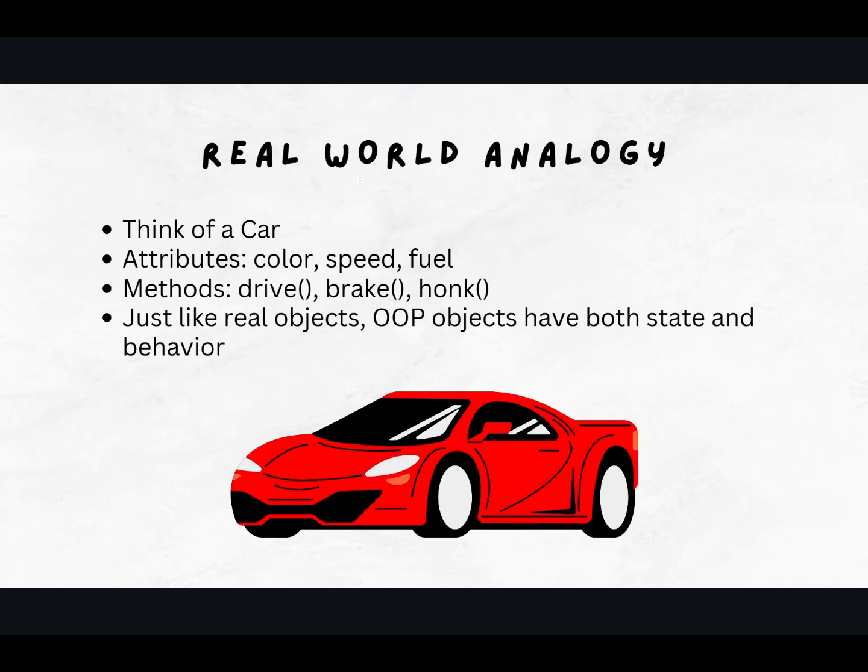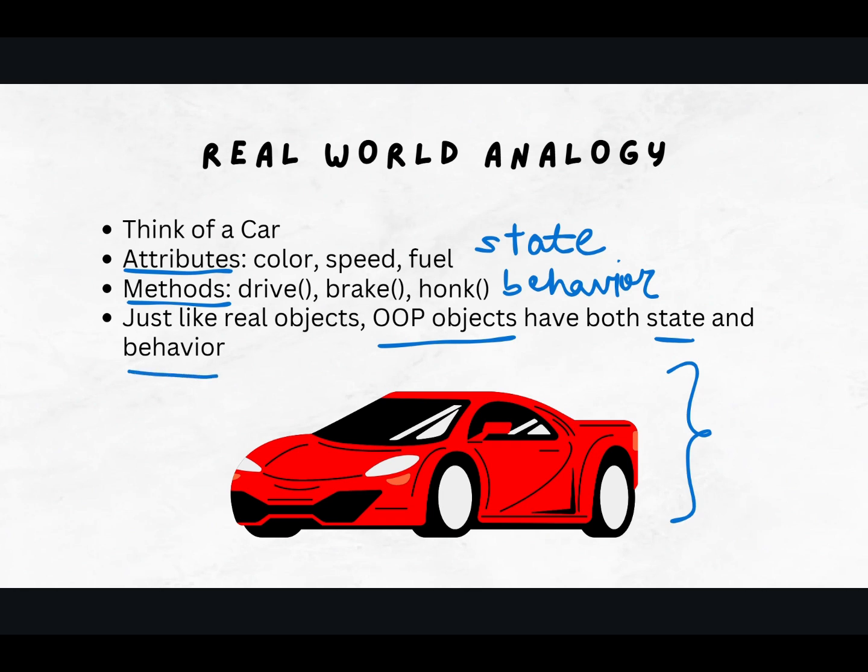Okay, now here's a real world analogy. So think of a car, okay? This is a car. Now it has various attributes like its color, which is this red color, its speed, the fuel, okay, and there are some methods like it can drive, it can press brakes, it can honk, okay, so those are methods and the attributes are kind of like state and methods are kind of like behavior. Okay, so just like real objects, OOP objects have both state and behavior.